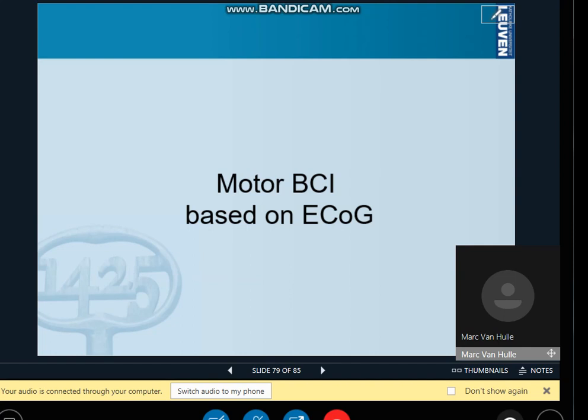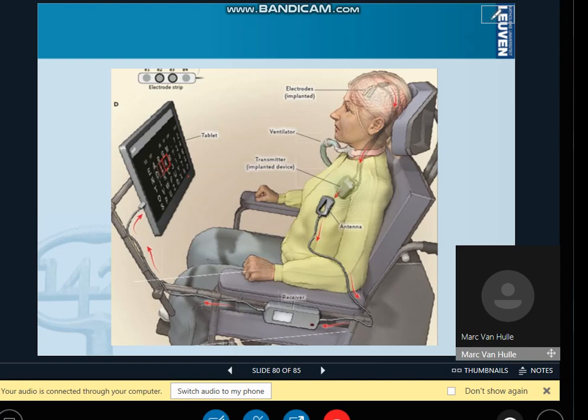Okay, so this was a bit about the visual stuff. Let's look at motor BCIs again, because motor BCIs are the most prevalent type of invasive brain-computer interfaces. And more recent developments are based neither on spikes nor on local field potential, but on electrocorticography. And we have introduced that before. I'm now on slide 80.